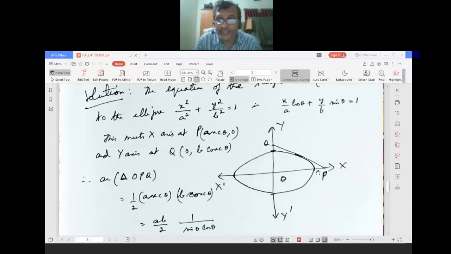Any point on the x-axis, y coordinate is 0. So this will be 0. So I have to find x. So it is a by cos theta, that is a secant theta. So y is 0, P is a secant theta comma 0.